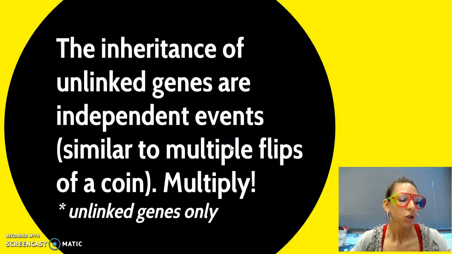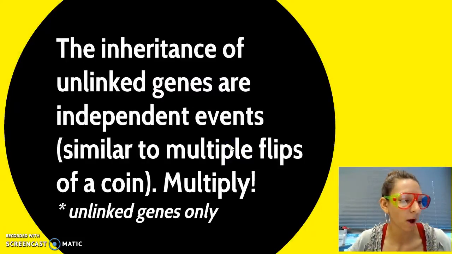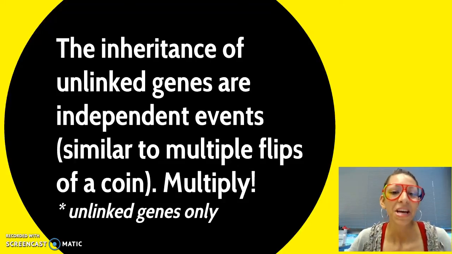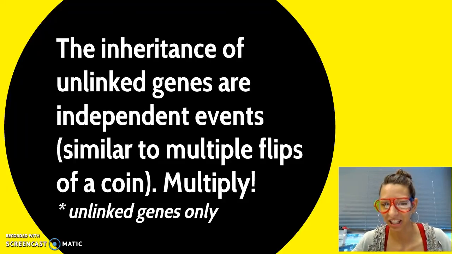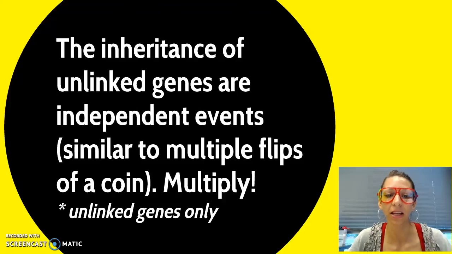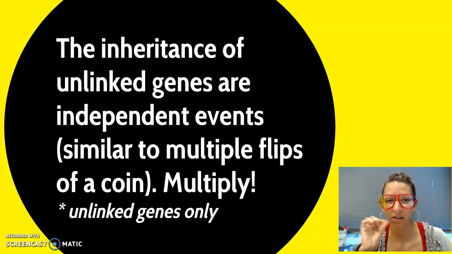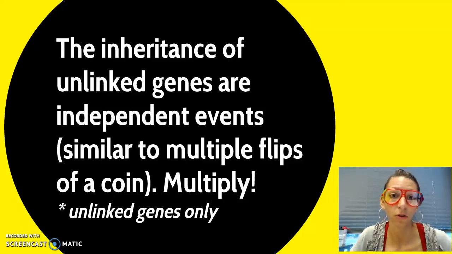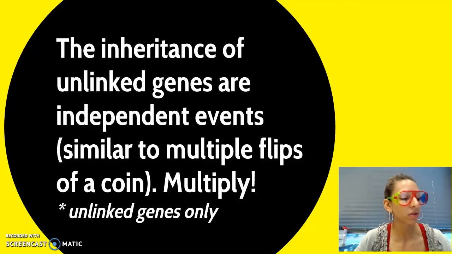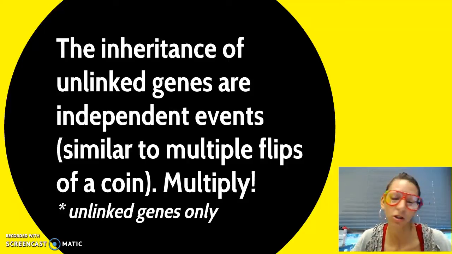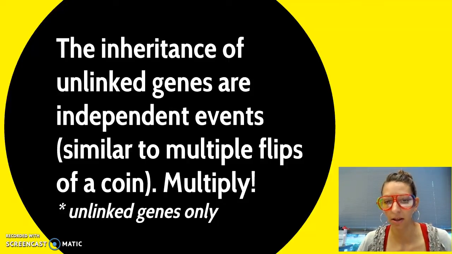Okay, so using this we can determine the inheritance of unlinked genes. We also have linked genes. Unlinked genes are independent events, similar to multiple flips of a coin. So in order to calculate this, all we have to do is multiply. And remember, this is for unlinked genes only. We don't do this for linked genes. That's something different. But using this, we can determine the probability of a particular group or offspring being produced from a particular cross by determining the individual probabilities for each trait and then multiplying them together.